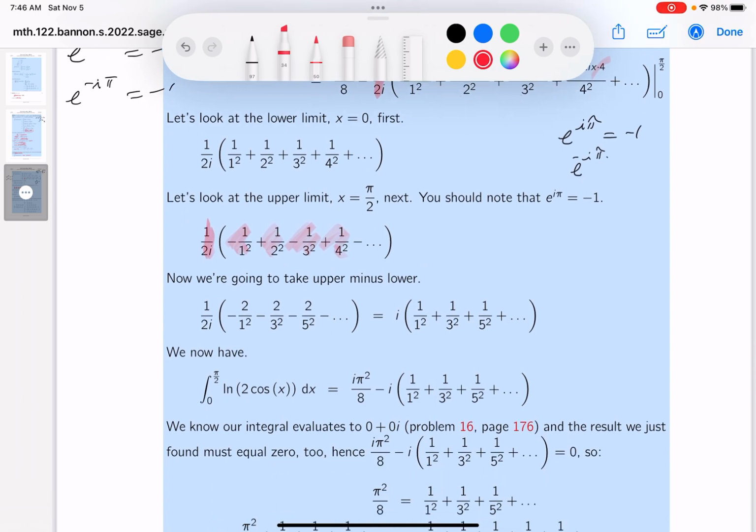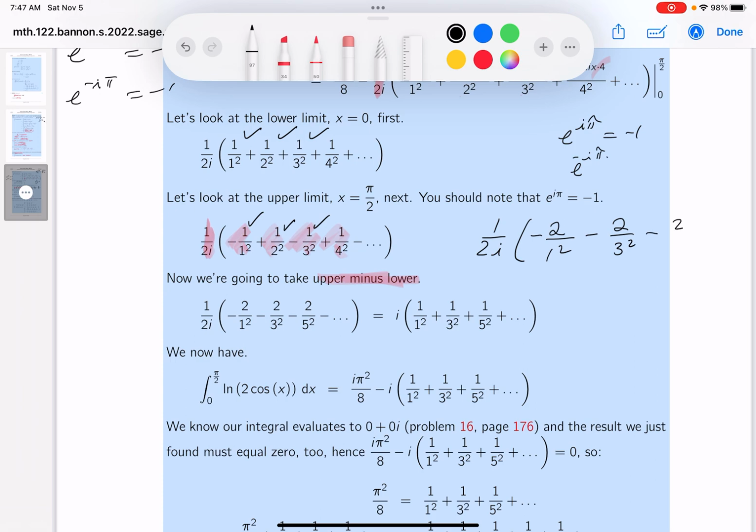What do I have over here? I have upper minus the lower, upper minus the lower. That's what I want to do, upper minus the lower. Certainly we get 1 over 2i. Upper minus the lower, what do you get there? Well, let's take a look at that. Boy, a lot of things disappear, don't they? But what are you going to get over here? You're going to get minus 2 over 1 squared, right? Upper minus lower, upper minus lower. That disappears. Then what do you get? Minus 2 over 3 squared.